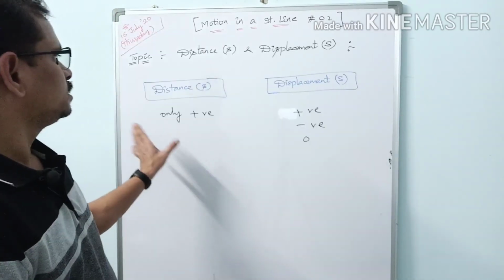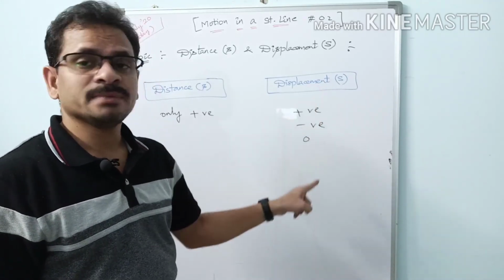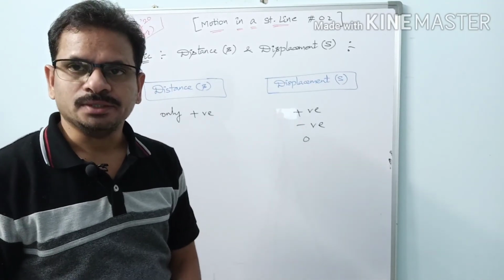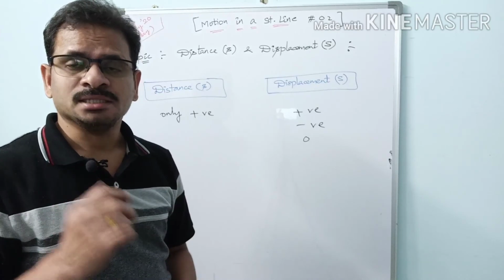Next, one more thing: distance has only positive values, while displacement can have positive, negative as well as 0 values. Regarding this one, let us check with some examples in our next session.